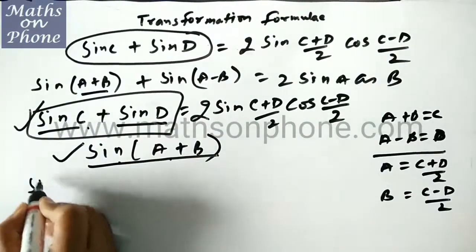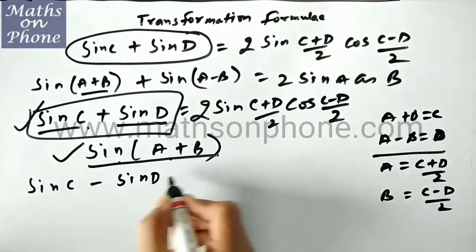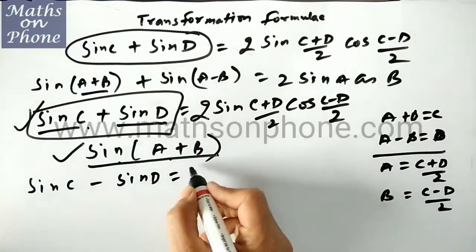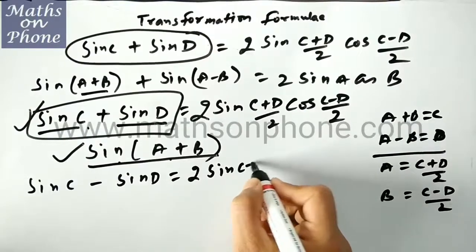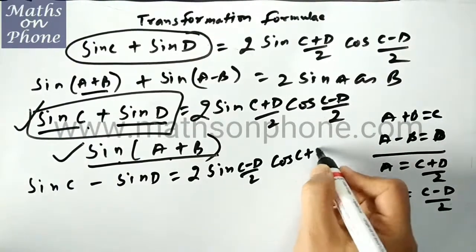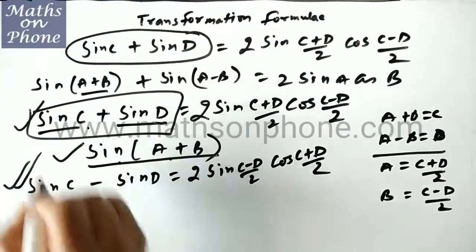Furthermore, we see sin C minus sin D. Can you make a guess? I said to you in the case of sine, one sine and one cos is there. So it is 2 sin (C minus D)/2 into cos (C plus D)/2. Very easy. This is formula number 2.